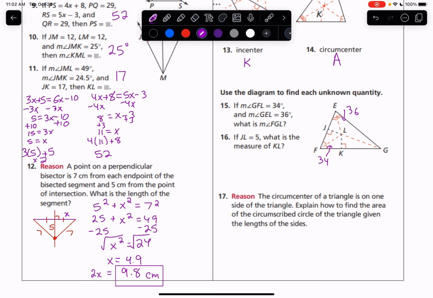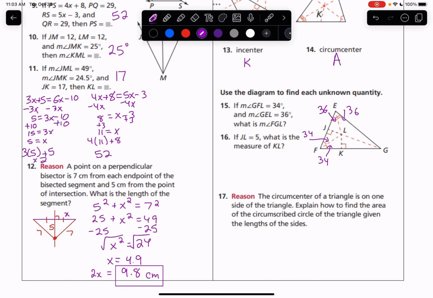What is the measure of angle FGL? Let's think about this. So I've got some pieces of information here, and I know in a triangle it adds up to 180 degrees, and I know that there's some angle bisectors. So this angle is also 36. This angle is also 34.